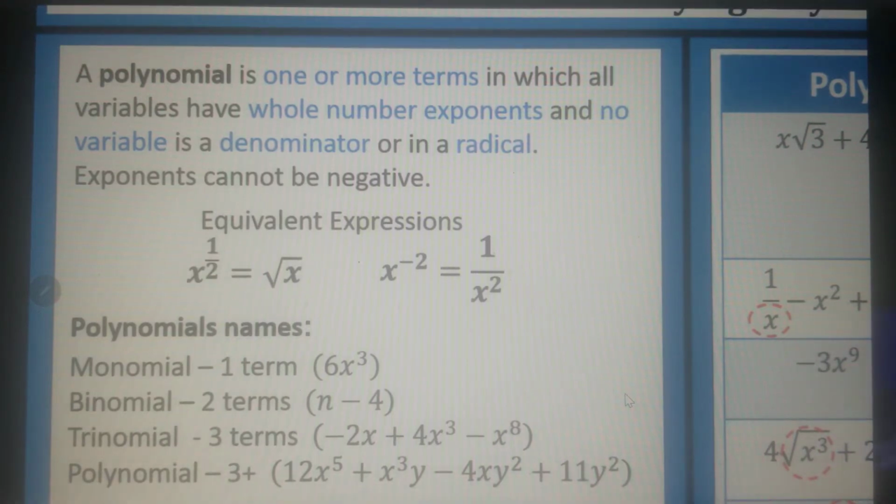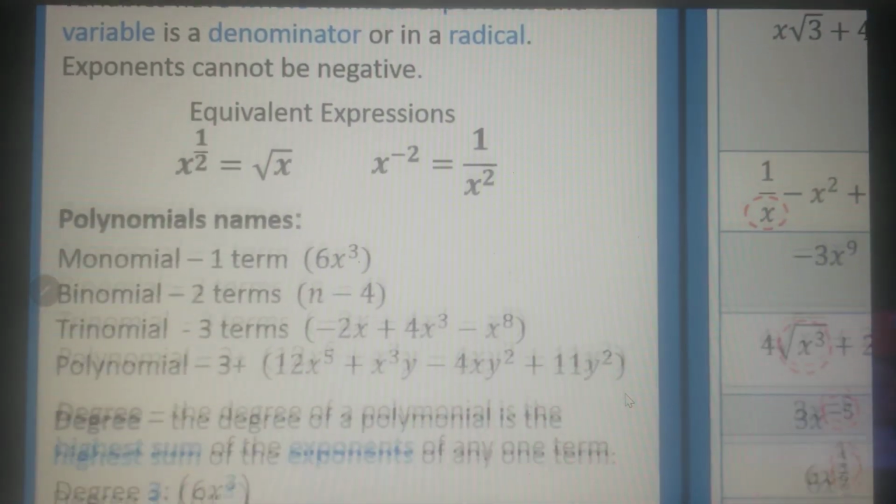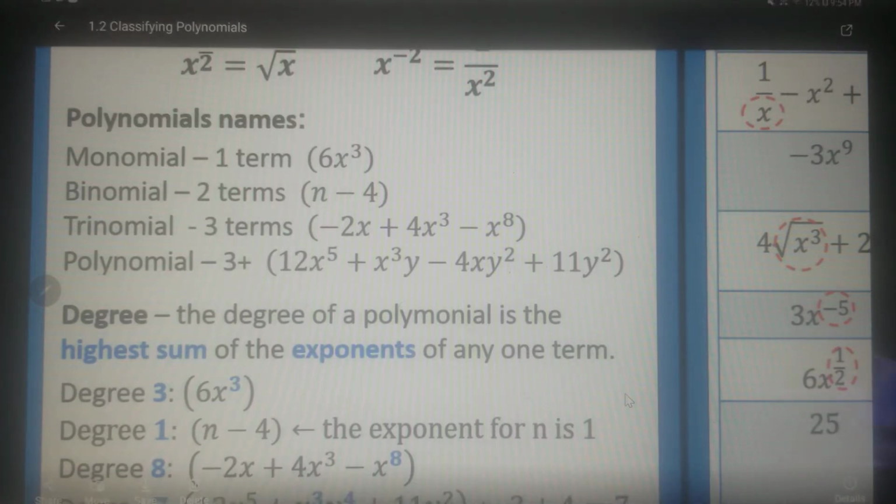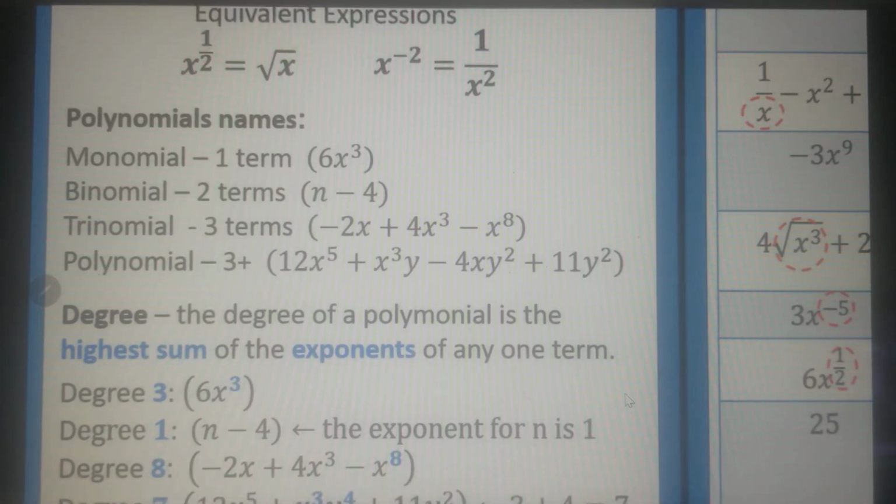And then what's it going to be called? Well, it's going to be called based on the number of terms it has. If it has one term, it's called a monomial. If it has two terms, because the terms are separated by a plus or a minus sign, so this has two terms, an n and a 4, that's a binomial. This has three terms separated by plus and minus signs, so there is a 2x, 4x cubed, and an x, that's a trinomial. Anything bigger than that is called a polynomial.